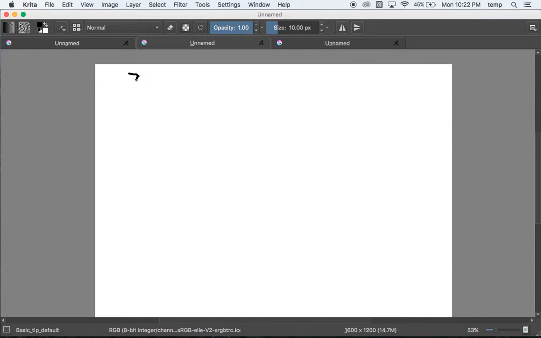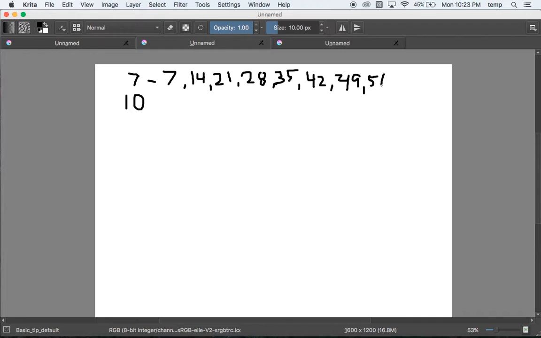So if we were looking at maybe 7 and 10, and we looked at just the multiples, well, 7 times 1 is 7, 7 times 2 is 14, 21, 28, 35, 42, 49, 56, 63, and 70. So we're just going up by 7 every time all the way up.